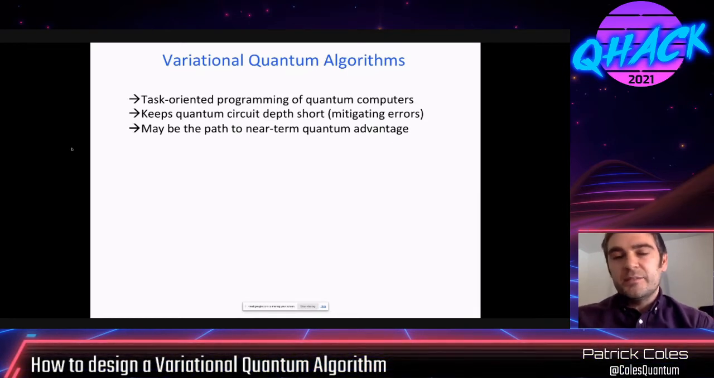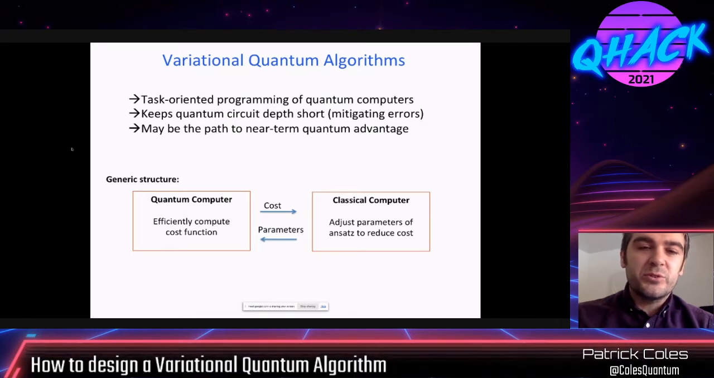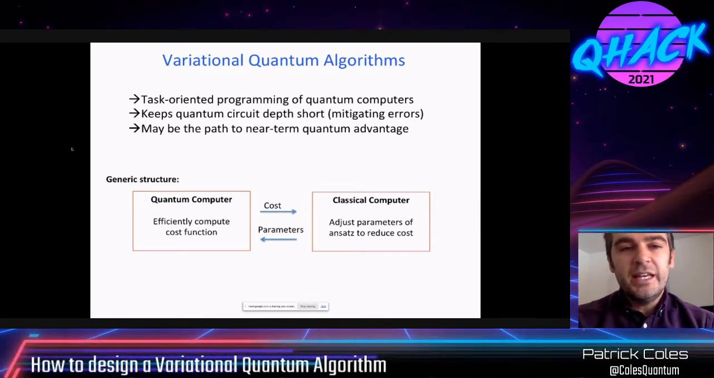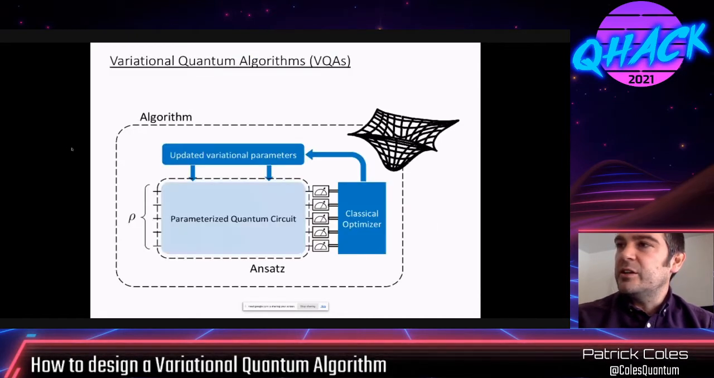The basic idea, some of you may already be familiar with, is to go back and forth between a quantum and classical computer, where the quantum computer efficiently evaluates a cost function, which is then fed to a classical computer, which adjusts the parameters of an ansatz or a parameterized gate sequence to reduce the cost, and then it feeds the parameters back to the quantum computer, and then you repeat this loop over and over again in order to minimize the cost function.